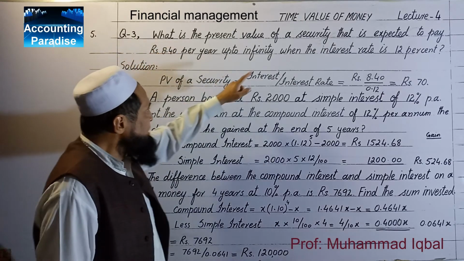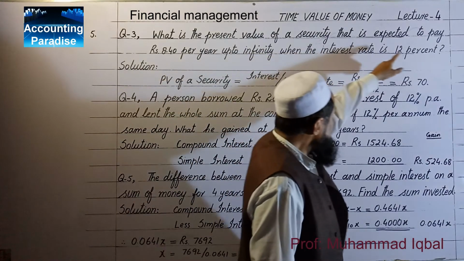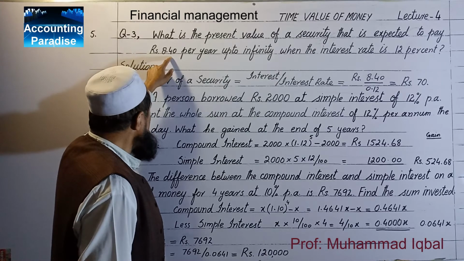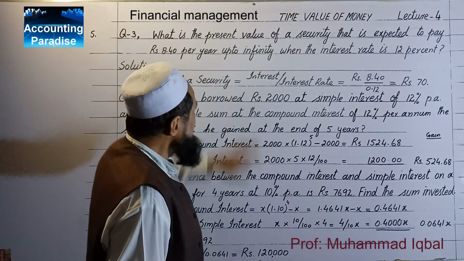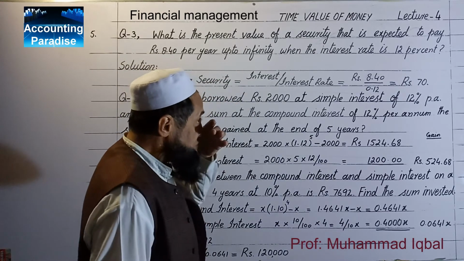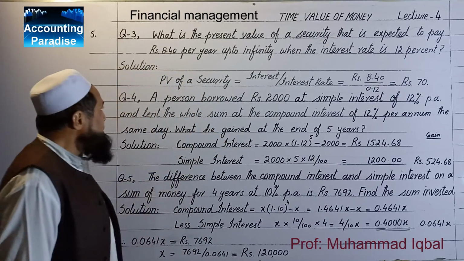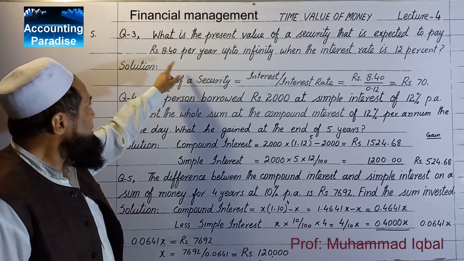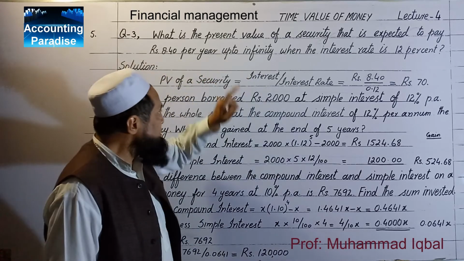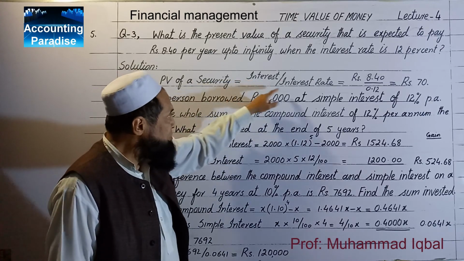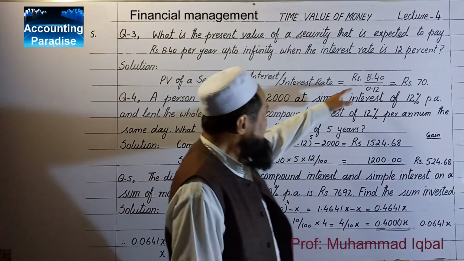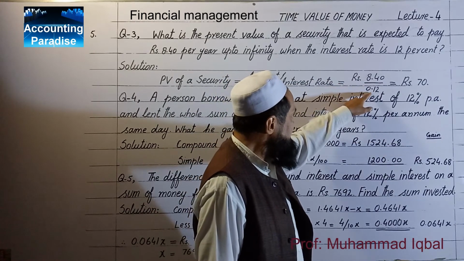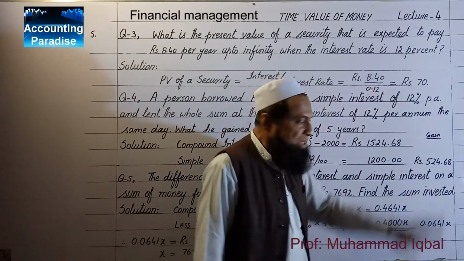What is the present value of a security that is expected to pay rupees 8.40 per year up to infinity when the interest rate is 12%? We know that the present value of a security when it is in perpetuity is equal to interest over interest rate. Here the interest is 8.40 and the interest rate is 12%. When we divide it, it comes to rupees 70.